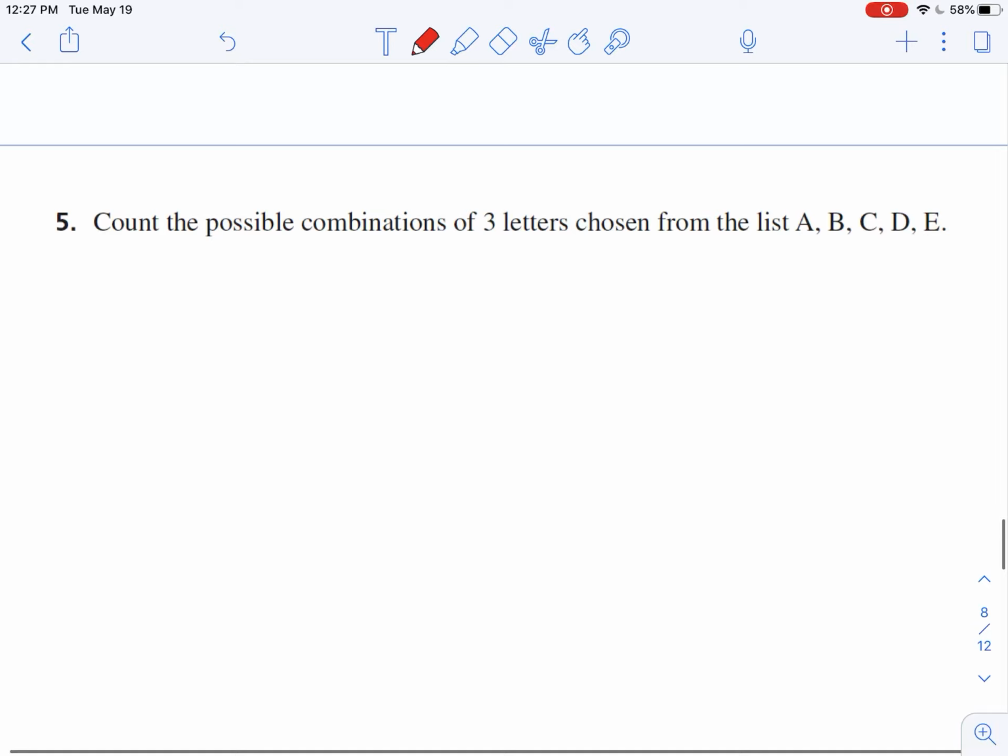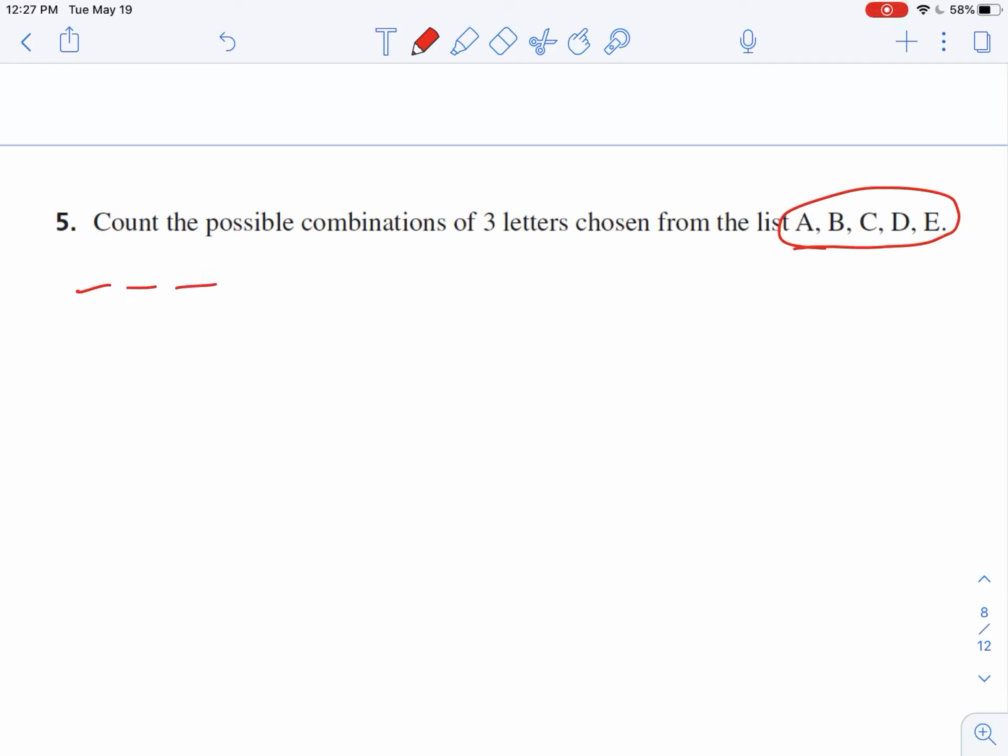Count the possible combinations of 3 letters chosen from A, B, C, D, and E. Now, if we're only looking at 3-letter combinations, let's keep in mind what we have to choose from. We have 5 letters up here. So if we're thinking about 3-letter combos, let's go back to this idea. I have 5 letters to choose from for the first, 4 letters to choose from for the second, and 3 to choose from for the third.